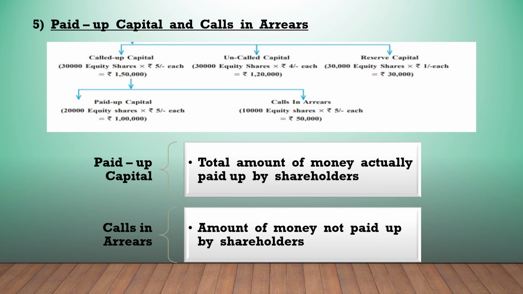So with this, dear students, we have completed types of share capital, or you can say classification of share capital. The first type is authorized, nominal or registered capital. The second one is issued and unissued capital. The third one is subscribed and unsubscribed capital. The fourth one is called up capital, uncalled capital and reserve capital. And lastly, the fifth one is paid up capital and calls in arrears.